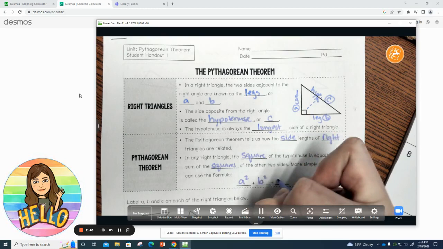576 plus 49, I don't know about you, but I would have had to type that in the calculator. 625 equals C squared. And then we're going to have to take the square root. So everyone right now on your calculators, go ahead and take the square root of 625.